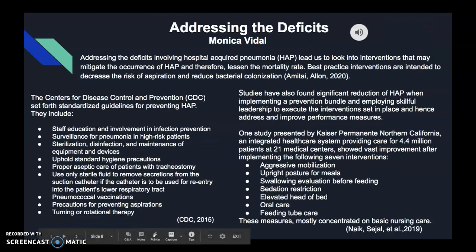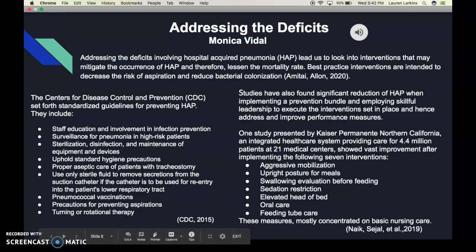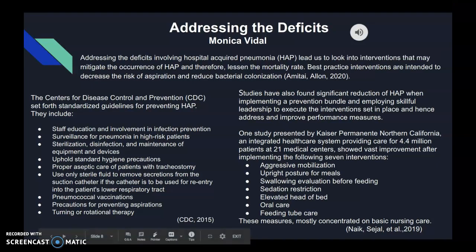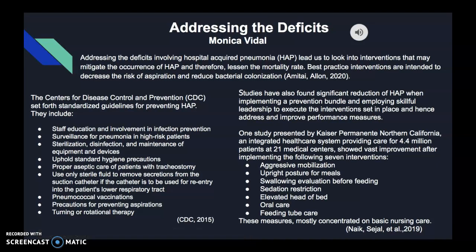My name is Monica Vidal, and I will be addressing the deficits involving hospital-acquired pneumonia. This led us to look into interventions that may mitigate the occurrence of hospital-acquired pneumonia and in turn lessen the mortality rate. Best practice interventions are intended to decrease the risk of aspiration and reduce bacterial colonization.